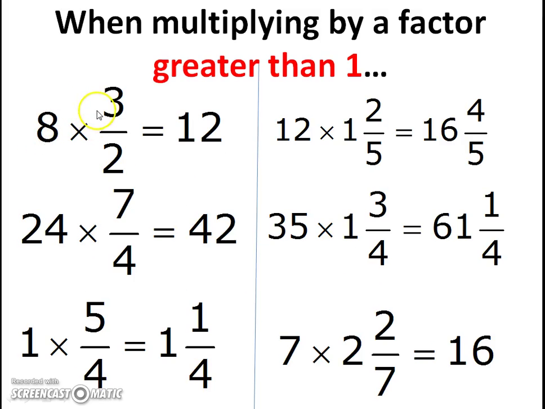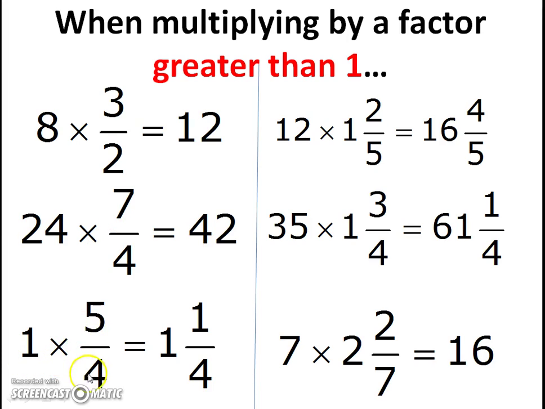8 times 3 halves equals 12. 12 is greater than 8 because 3 halves is an improper fraction, and improper fractions are greater than 1. When multiplying 24 times 7 fourths, your product is 42. 42 is greater than 24 because 7 fourths is also an improper fraction, and improper fractions are greater than 1.